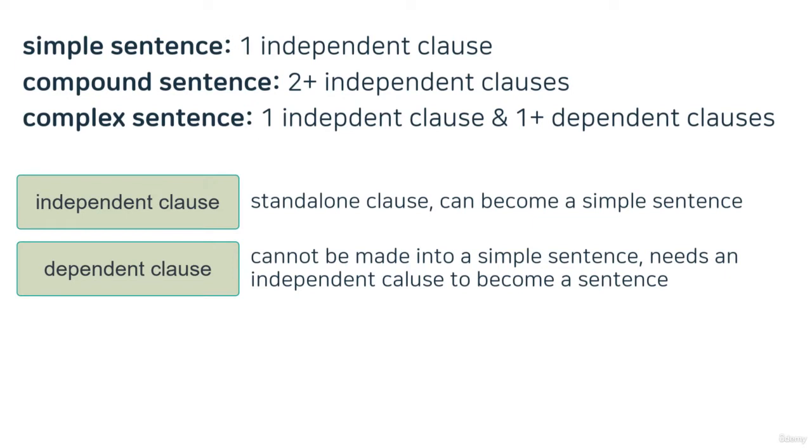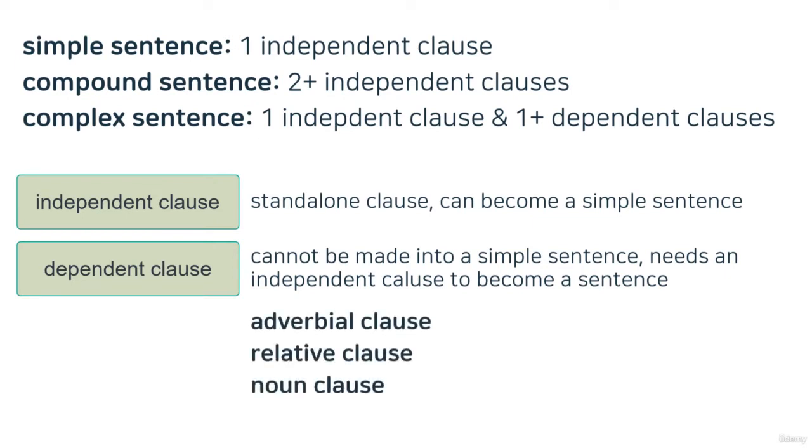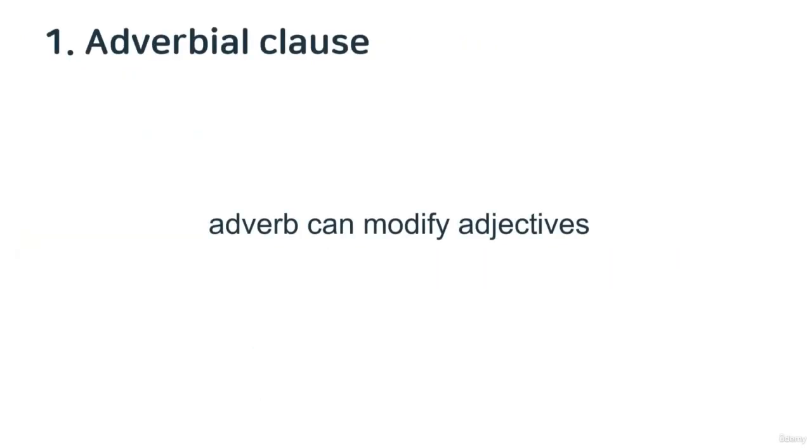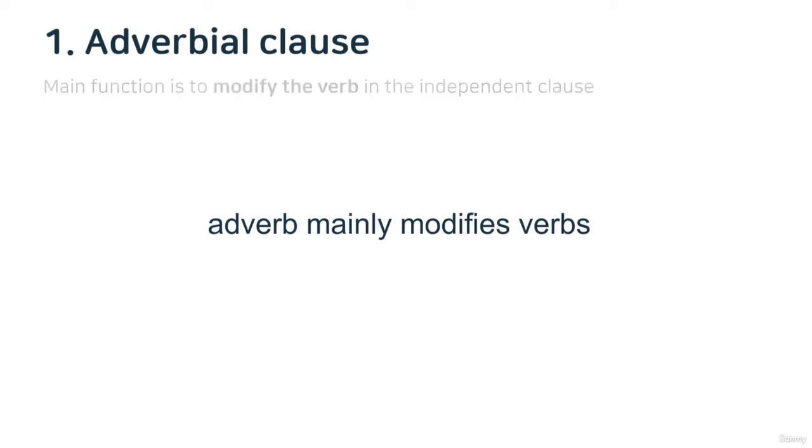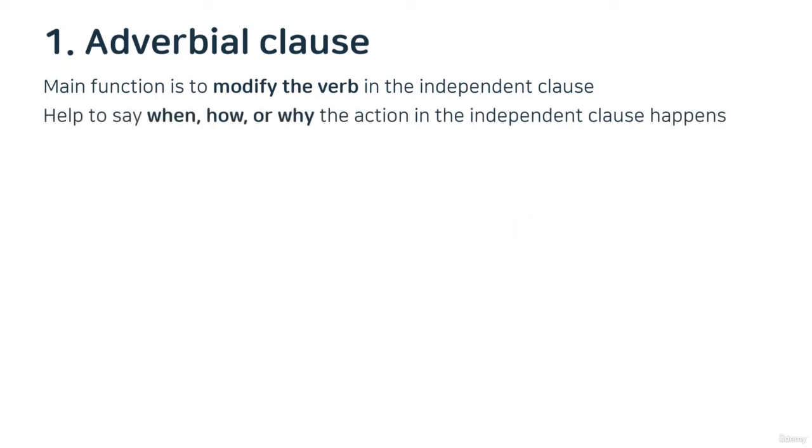Now, there are three kinds of dependent clauses: an adverbial clause, a relative clause, and a noun clause. So let's go through each of these dependent clauses. Now, an adverb can modify adjectives, but it mainly modifies a verb. And similarly, an adverbial clause's main function is to modify the verb in the independent clause. So an adverbial clause can help to say when, how, or why the action in the independent clause happens.